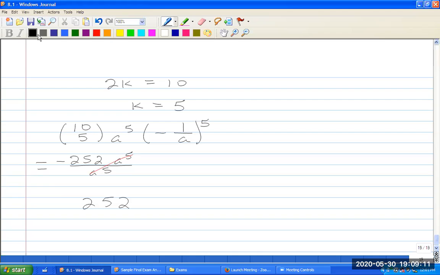And so the constant term: once I do an expansion, I'll find that in this binomial expansion, I just get a number. And the number that I get is 252. And that's it. Okay, so that finishes off section 8.1, which finishes off the course. And so that's it.